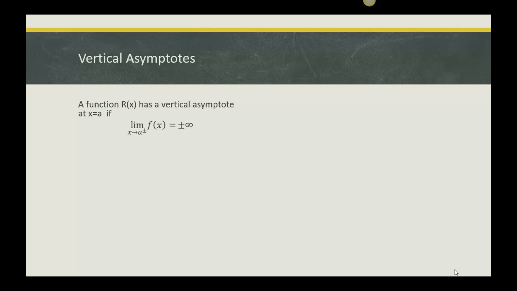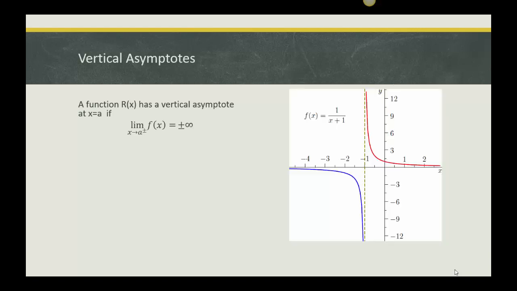Vertical asymptotes. A function r of x has a vertical asymptote at x equals a if the limit when x goes to a from either the positive or the negative side of f of x is equal to either positive or negative infinity. I wanted to show you a picture because sometimes that makes more sense.